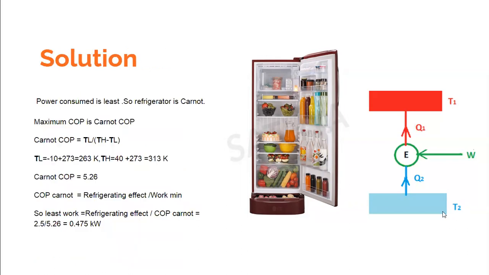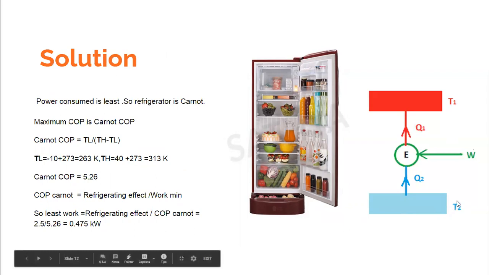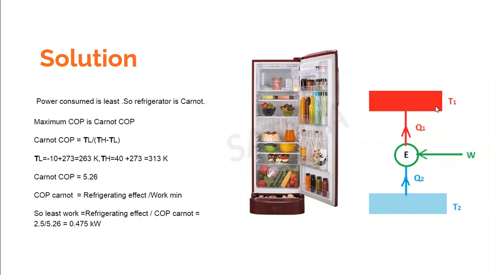Okay, so as the expression goes, it is TL upon TH minus TL, or TL is in my term T2 and TH is T1. So it would be T2 upon T1 minus T2, and that would give me 263 Kelvin. So minus 10 plus 273. This is a very important step, that you need to convert the temperature in degrees Celsius to Kelvin for both TL and TH. If you put these values, you will get a Carnot COP which is 5.26.